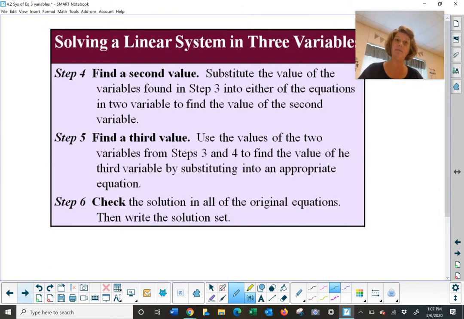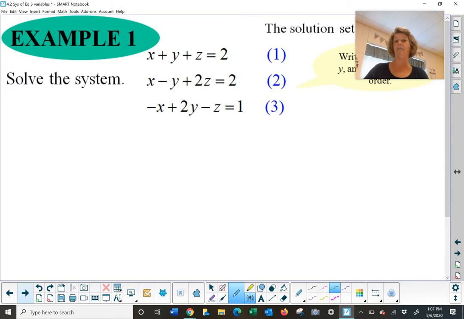Some of you have done this before. If you were in regular Algebra 2, you've probably done it before. If you were in the other, maybe Algebra 2 Essentials, this may be something new for you, but I think you'll like it. They're always kind of fun.